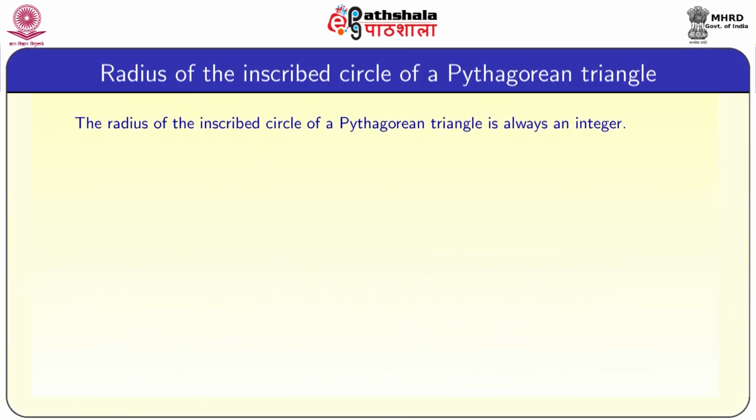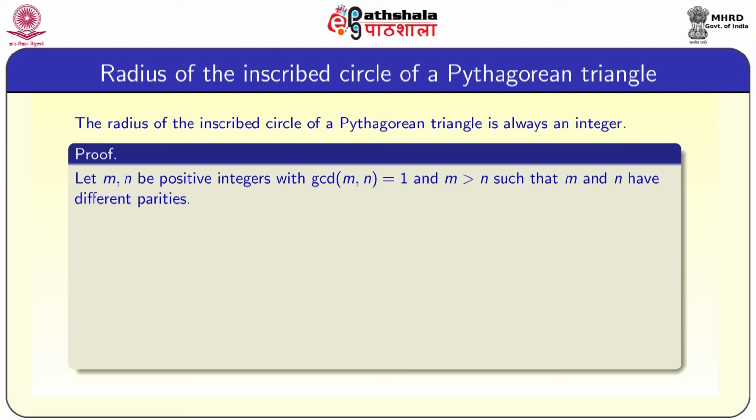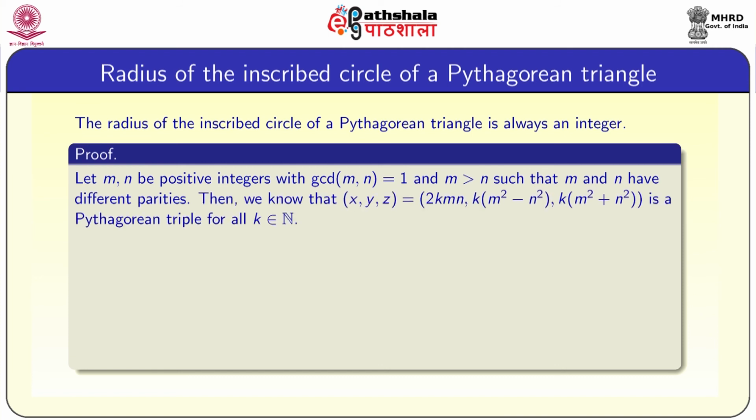The radius of the inscribed circle of a Pythagoras triangle. The radius of the inscribed circle of the Pythagoras triangle is always an integer. Let m and n be positive integers with the GCD of m comma n equal to 1 and m greater than n such that m and n have different parities. Then we know that x comma y comma z equal to 2kmn, k into m square minus n square, k into m square plus n square is a Pythagoras triple for all k belongs to N.